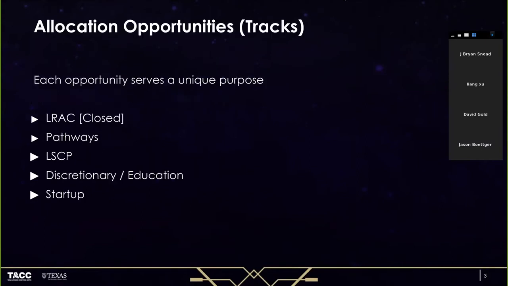So first of all, the allocation opportunities. There are 5 different tracks that we have set up for Frontera access. The first of which, the largest of which, is the LRAC, which by the way is closed, just closed. But 2 that are currently still open are Pathways and the LSCP. We'll talk about those in a second. And then there's also the discretionary or educational track, and then the startup track. We'll talk about some details of each one.